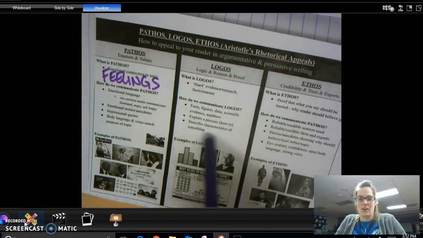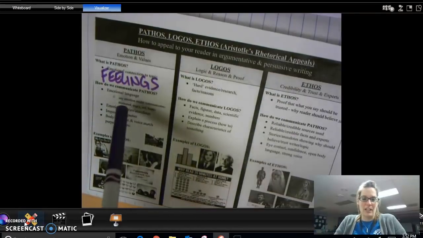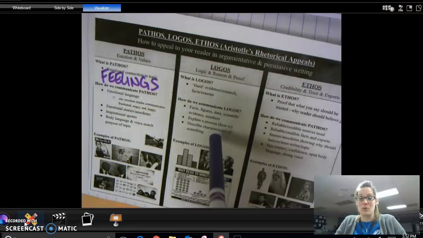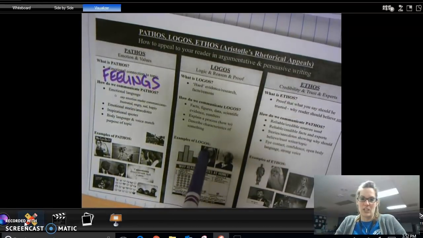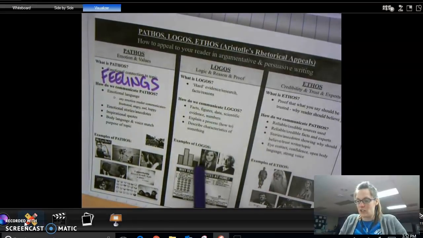You know, describing the characteristics. A lot of this can be some informational writing, but of course, in your arguments, you will have a lot of logos, but you'll probably use some of that pathos, those feeling words, that connotative language in order to communicate what it is the way that you want to. So logos, you can see the pictures down there that I've pictured.